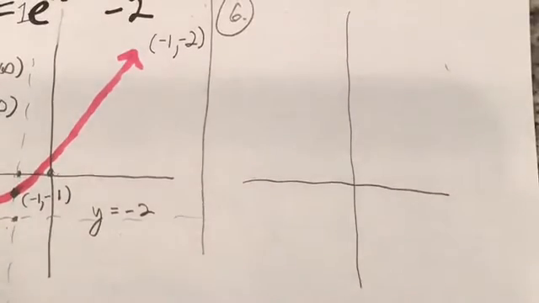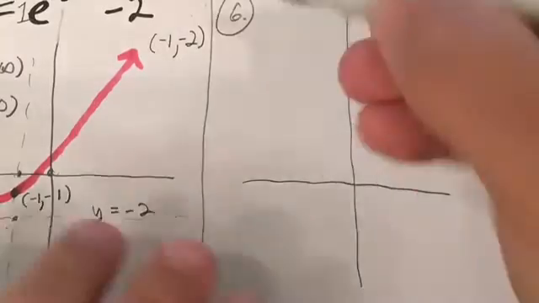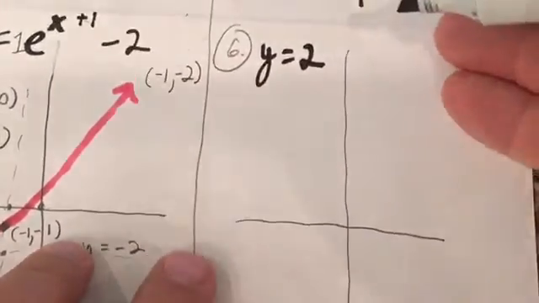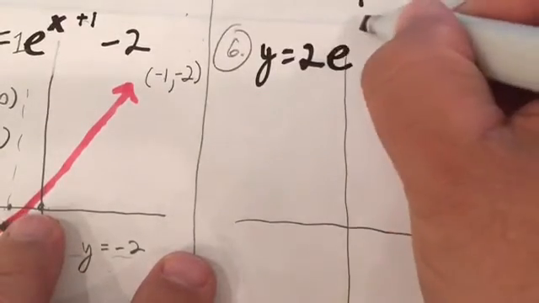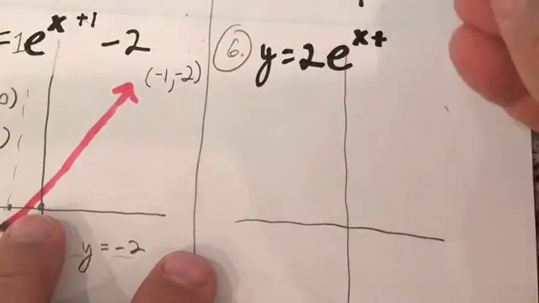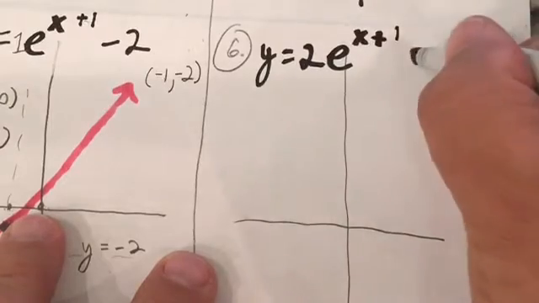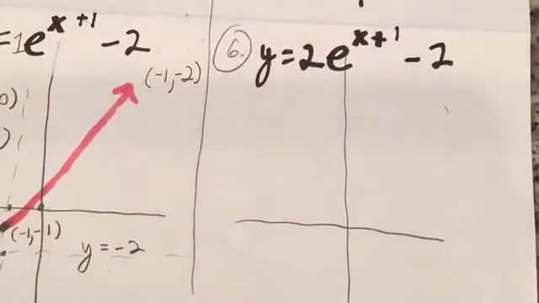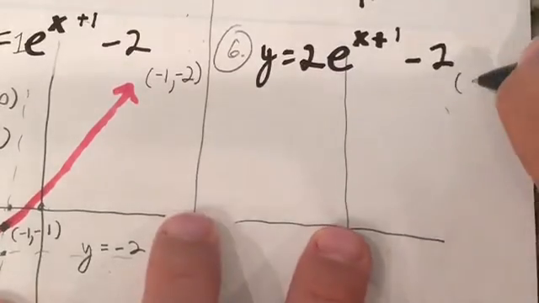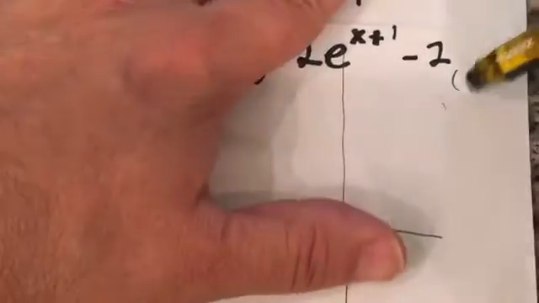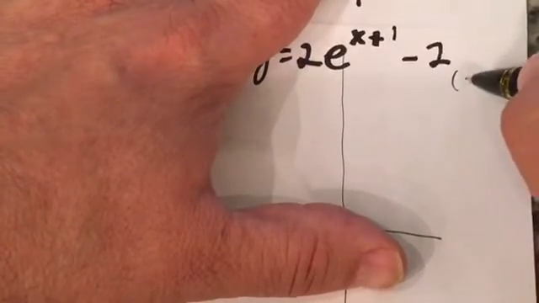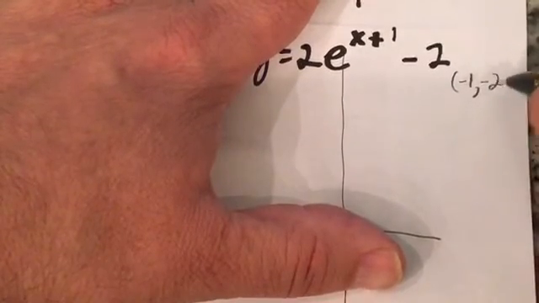Number 6. Y equals 2 e to the x plus 1 minus 2 outside. Again, I'm going to implement the opposite same. So that's going to give me negative 1, negative 2.